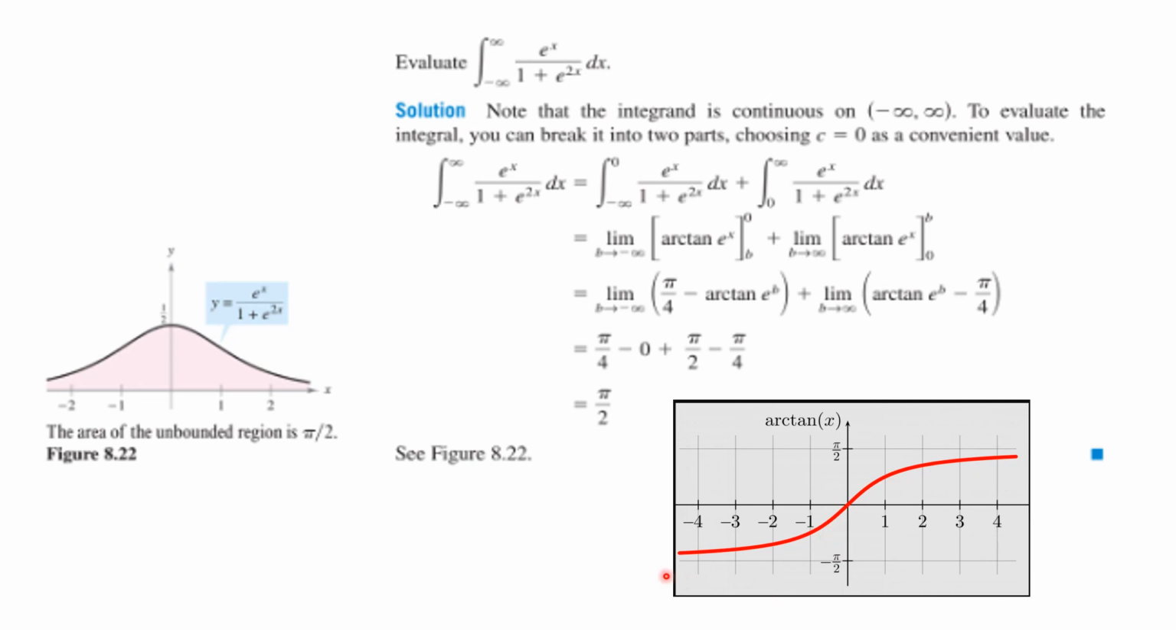Here. So that's going to be, if we rearrange all of these things, this is what we will get. And when you tend to minus infinity, e to the minus infinity tends to 0, so that is going to be pi over 4 minus 0. This is going to be pi over 2 minus pi over 4. You do all the calculation, you get pi over 2.